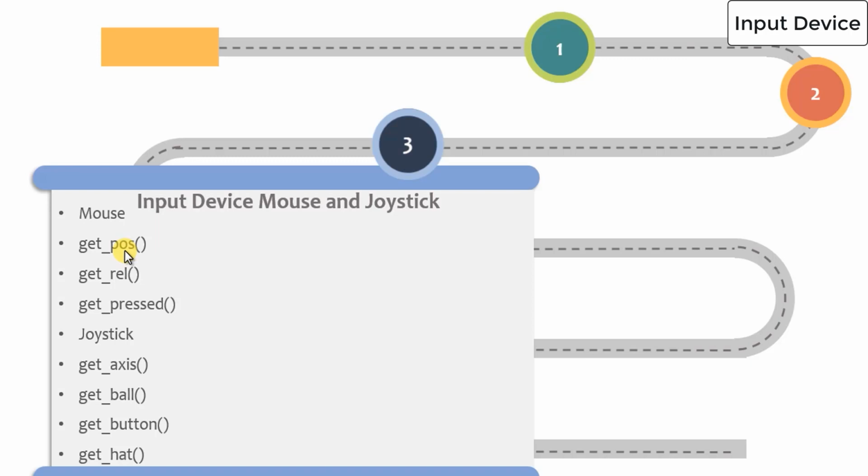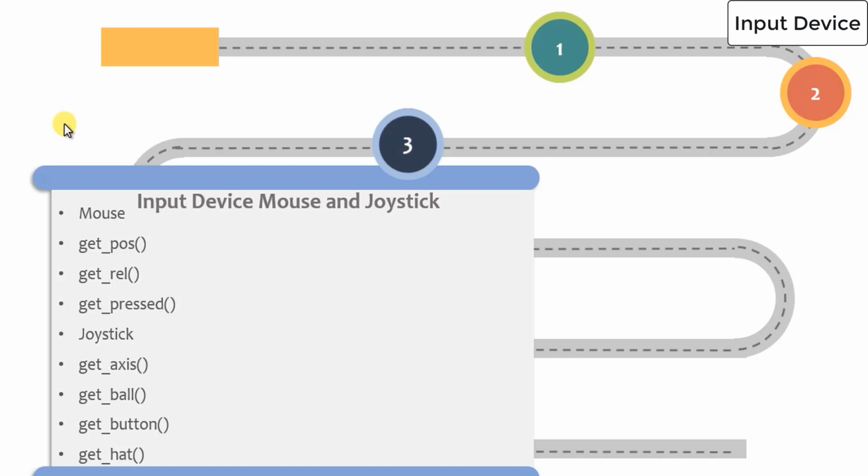When we hover a mouse on the screen, basically it gives us the x and y coordinates. So whenever you move the mouse on the screen, this get_pos will return the x and y coordinate of the mouse. The next is get_rel.